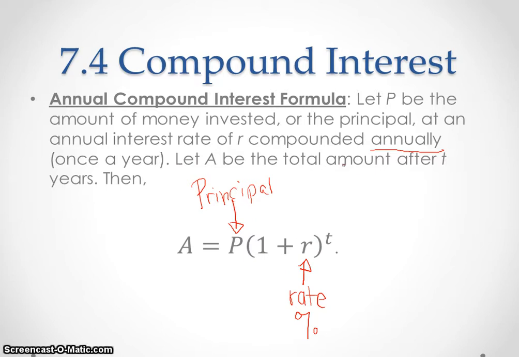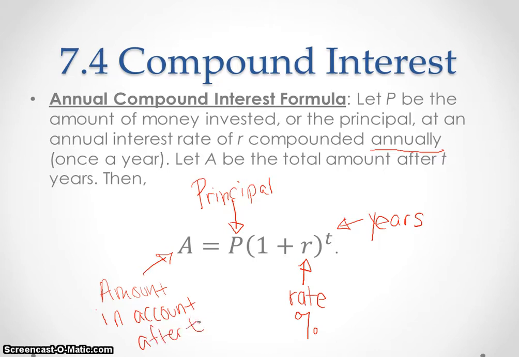We're going to let A be the total amount left after T years. So T is the amount of years we're leaving it in the bank for. So T years right here. And A means the amount that you get out. So amount in account after T years. Okay, so you could just put, you know, total amount, I guess, total amount, and that would be fine. Or you could say total amount in account after T years here.